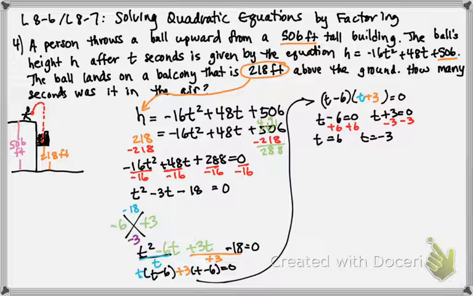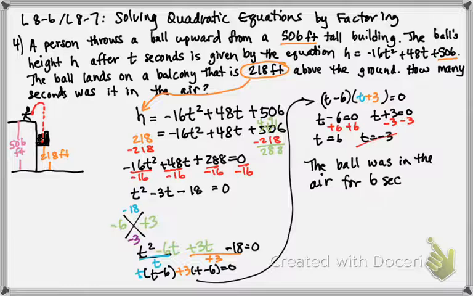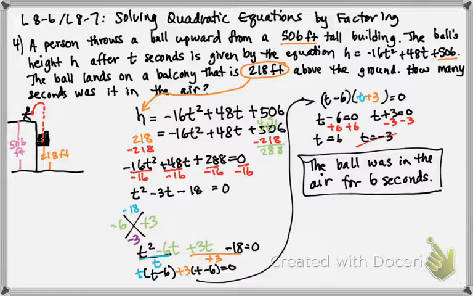So does it make sense that we could have something be negative 3 seconds in the air? And the answer is nope. So we throw them out. And we would conclude that the ball was in the air for 6 seconds. Okay. All right, we got one more example.